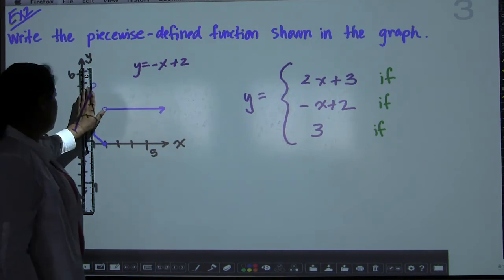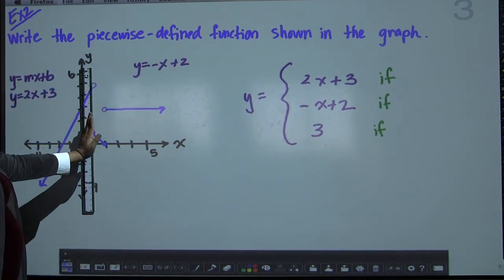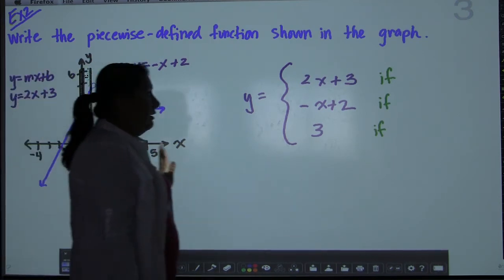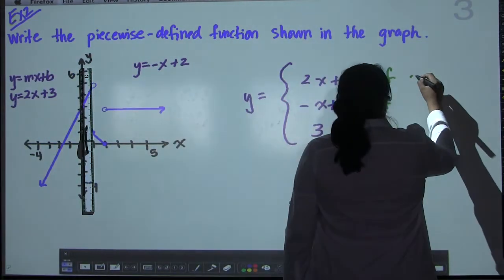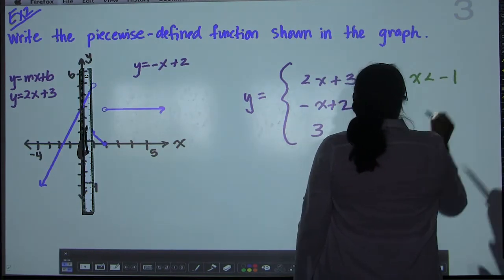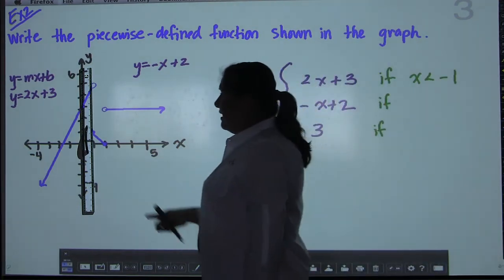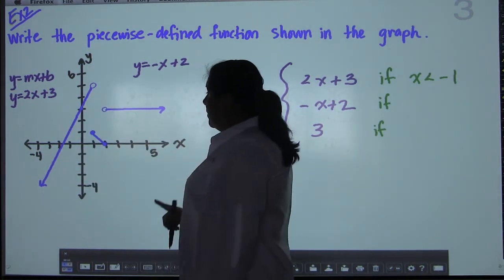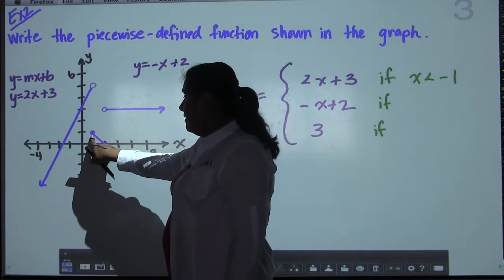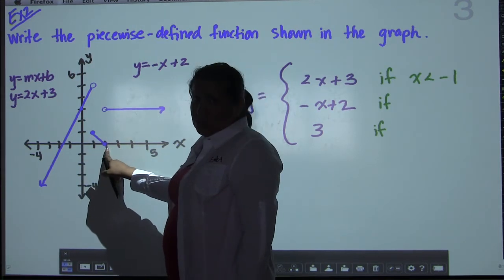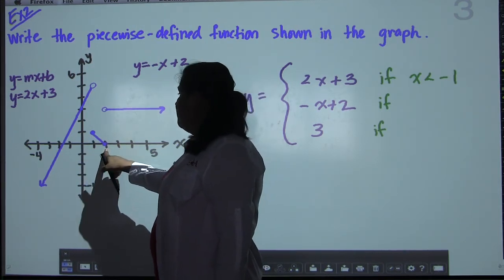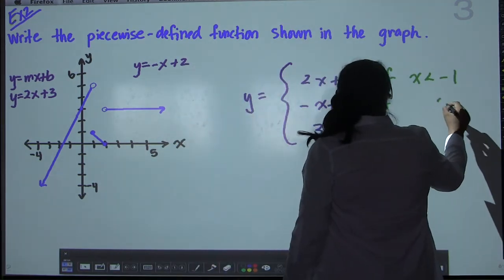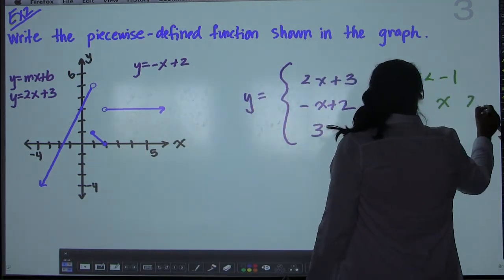So we're going to say that the points that are to the left of negative 1 are what we call less than negative 1. So here we're going to say x less than negative 1. We're not going to use an equal to because it's an open dot, so it's not an equal to. The next one is going to be an equal to because it's a closed dot, and it's going to finish at an equal to because it's a closed dot. So this is between 1 and 2. So now we're going to say if x is between 1 and 2.